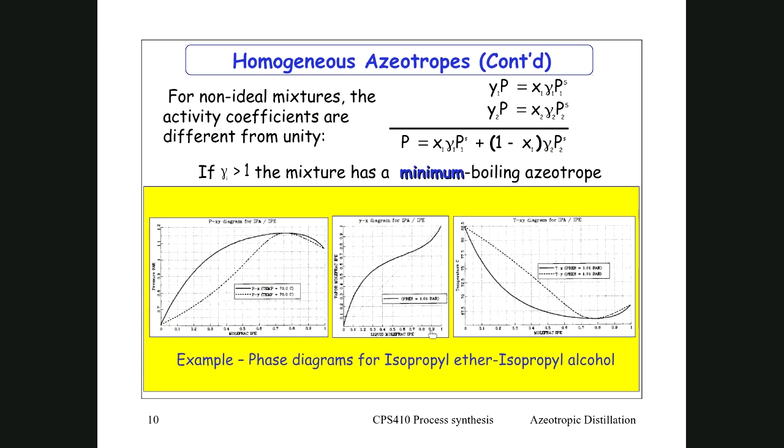Okay, now we look at homogeneous azeotropes, and when we deal with azeotropes, we've got to take into account the activity, this gamma, and how it affects the liquid mixture. Usually you don't get much interaction in the vapor mixture, but we must use the activity of the liquid mixture. And usually that activity is greater than 1. In most cases, the activity is greater than 1, and the mixture has a minimum boiling azeotrope.